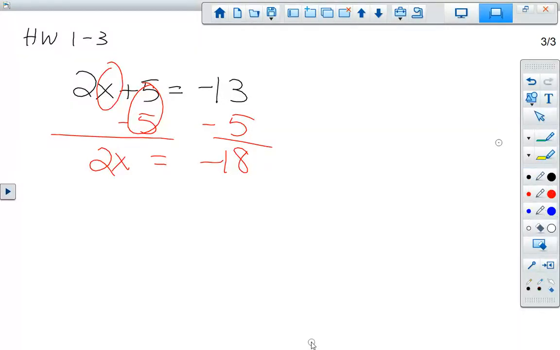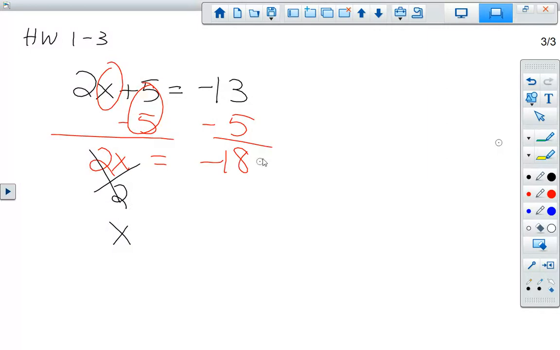Go ahead, Tanya. Divide. And do you divide by 2 or negative 2? 2, because your goal is to make that into a 1. See, here you're trying to get rid of something that's being added or subtracted. So you're trying to turn it into a 0. Here you're trying to get rid of something being multiplied to your variable. So you want it to be 1x, so that this turns out to just be x.